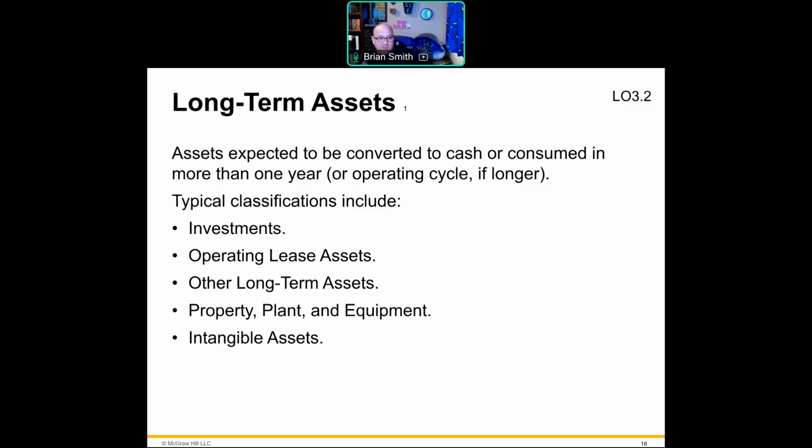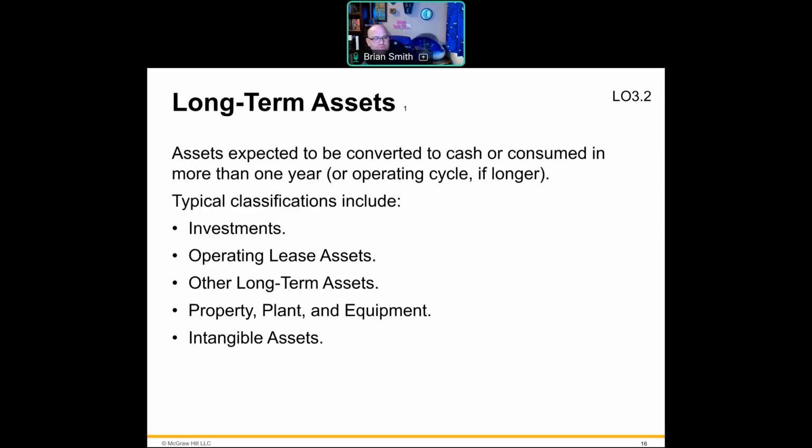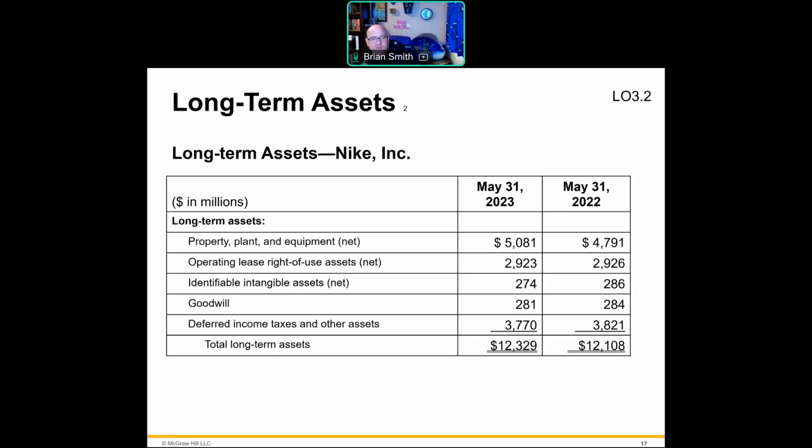Here are your long-term assets: investments, operating lease assets, other long-term assets. You've got property, plant, equipment, and intangibles. Again, all this should be pretty much review. Some of these other things, like goodwill, we really haven't covered, but we will be getting into some of that. Investments, though, are going to be covered in intermediate accounting too. But a lot of the stuff we're going to talk about, especially property, plant, and equipment, inventories, and cash and cash equivalents, is review.